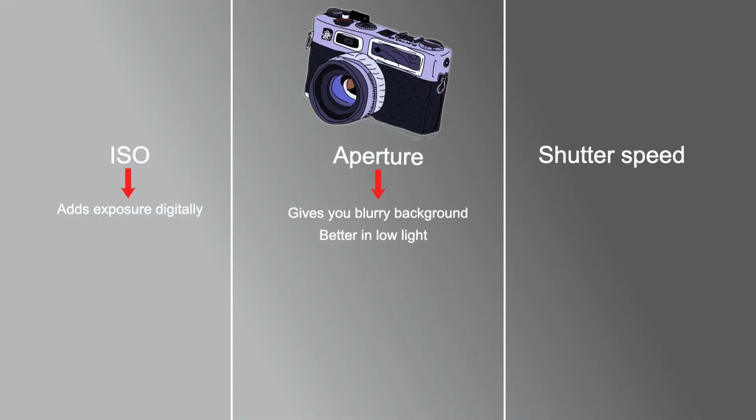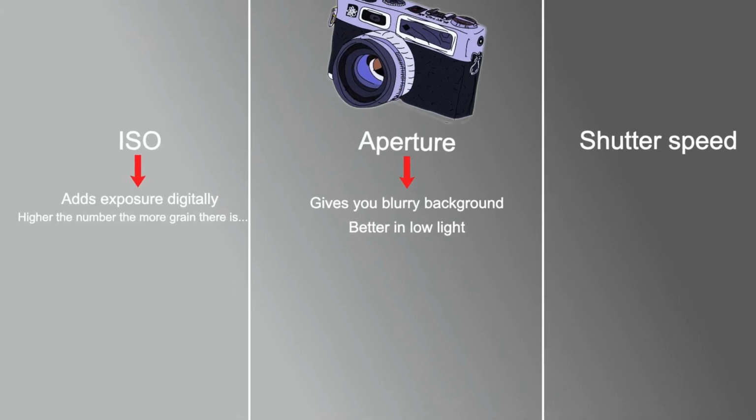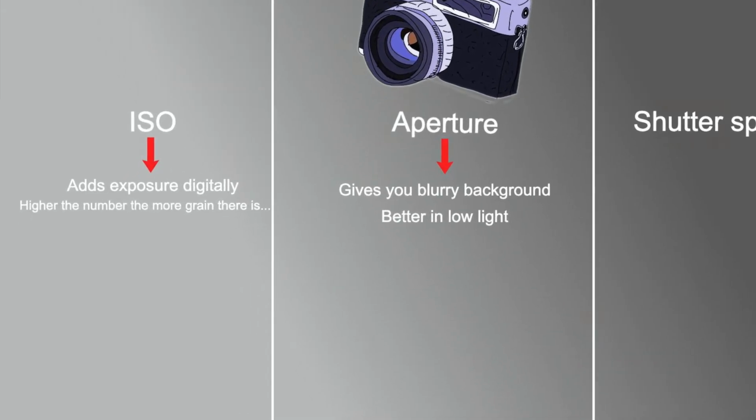ISO basically gives your image exposure digitally, so it'll add grain the higher you go. So it is nice in low light conditions, but I would recommend with most consumer cameras, don't go over 800 or 1000 ISO, and you should get the cleanest image possible.